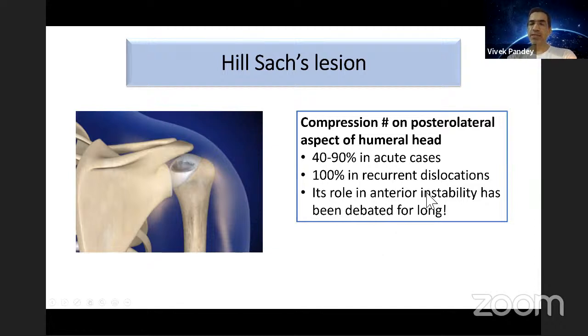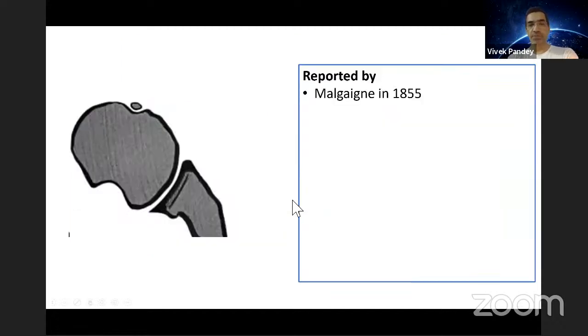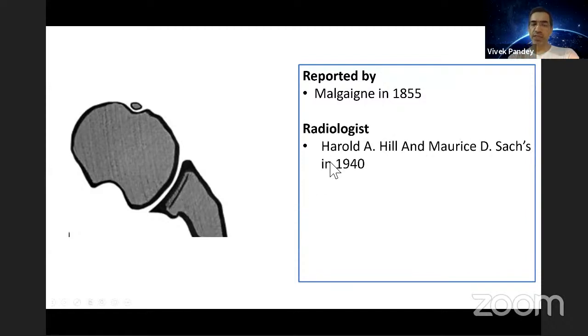Its role in anterior instability has been debated for a very long time. People kept on coming with a lot of X-rays, this view, that indices, but everybody stopped somewhere at indices. Everybody said that it has an association, but decision making was one of the most difficult aspects of the entire Hill-Sachs pathology. It was very early reported by Malgaigne in 1855, but it was later the radiologist Harold Hill and Maurice David Sachs in 1940 who came up with the Hill-Sachs lesion.